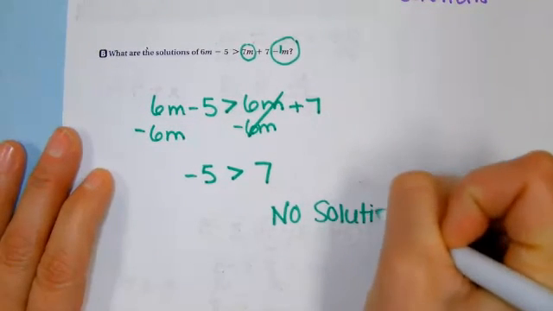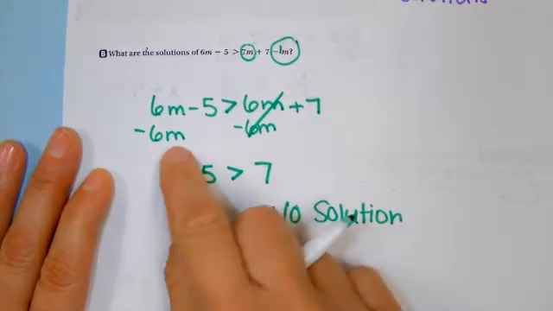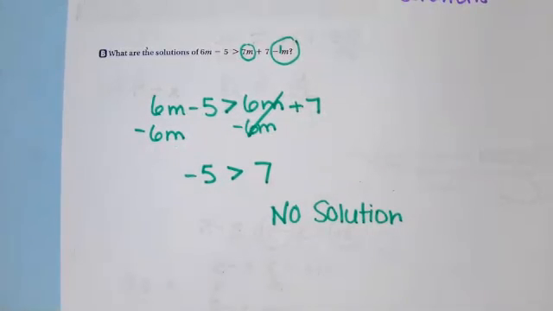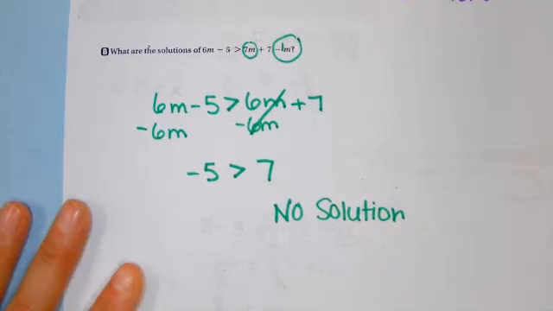Had we canceled out any of the constants, we would still end up with a situation where we get an untrue value. And so this is going to be no solution.